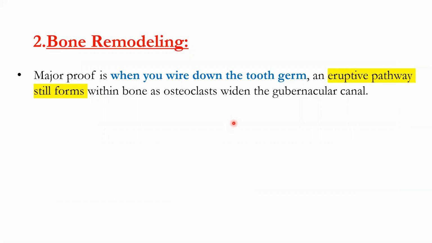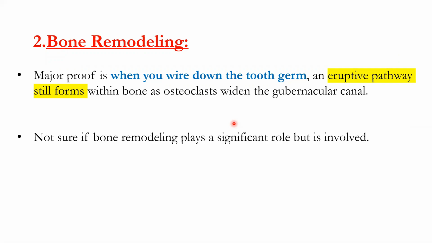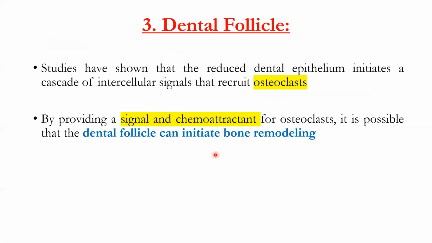Bone remodeling is also another important factor which occurs during tooth eruption. Like I said, osteoblasts and osteoclasts are responsible for this. When you wire down a tooth germ, still an eruptive pathway was formed, and osteoclasts still widened the gubernacular canal. So that's what led them to think that bone remodeling has an important role in eruption. But it still doesn't prove if bone remodeling plays a significant role or it is just part of the process.